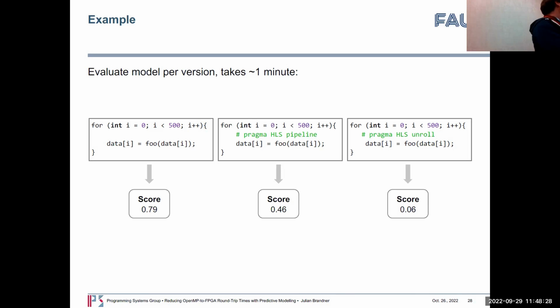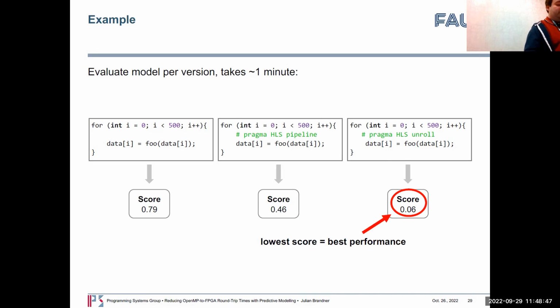Keep in mind, this is a simplification. If you just offload one single for loop, you probably won't get any good performance anyway. So we can actually use this model to predict the performance and to optimize our code.